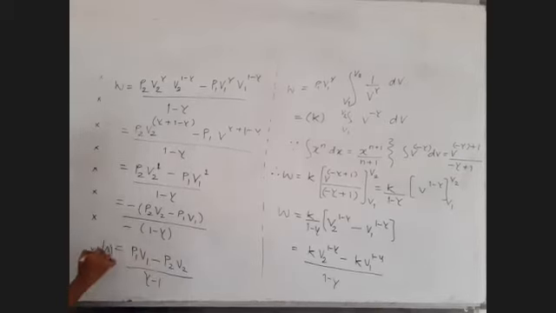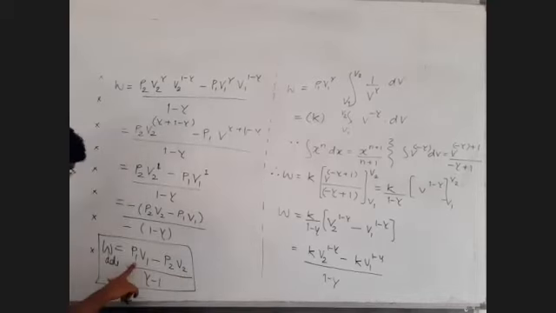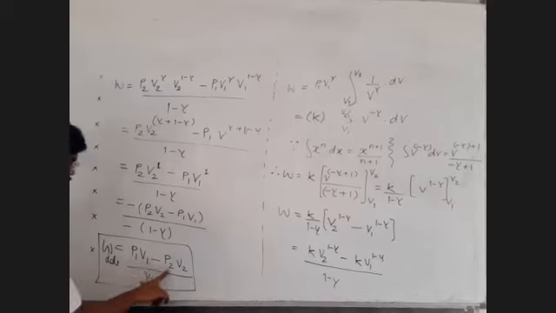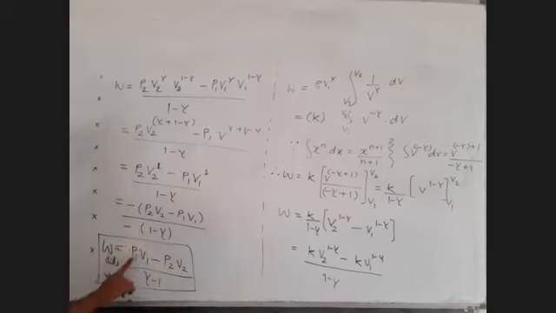That's the formula for adiabatic, and which is very, very easy to remember. P1 V1 minus P2 V2 upon gamma minus 1. The sequence is P1 V1 minus P2 V2. It is 1 minus 2, not 2 minus 1. It is 1 minus 2. P1 V1 minus P2 V2 upon gamma minus 1.